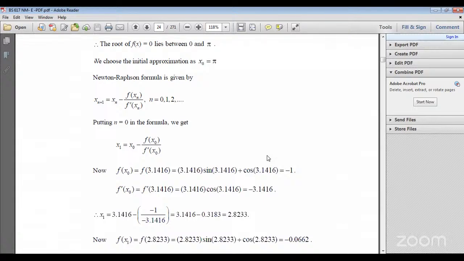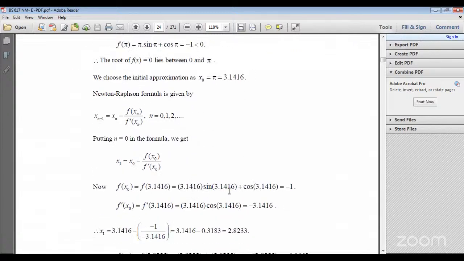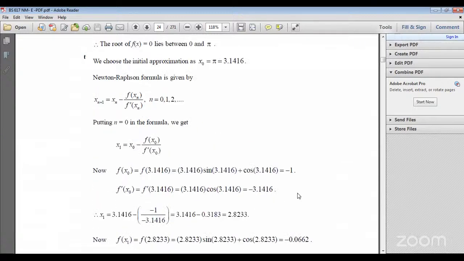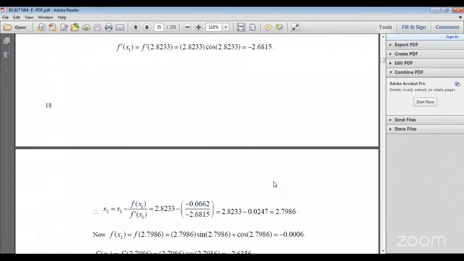So therefore f of x0 is equal to f of 3.1416. That's why I am applying sin 3.1416 plus cos 3.1416. Then apply the values, that is minus 1. f dash x0 also, the same values we find over here. This is x1 is equal to 3.1416 minus minus 1 by minus 3.1416. So these are the values we have written here. This is the fundamental condition here.